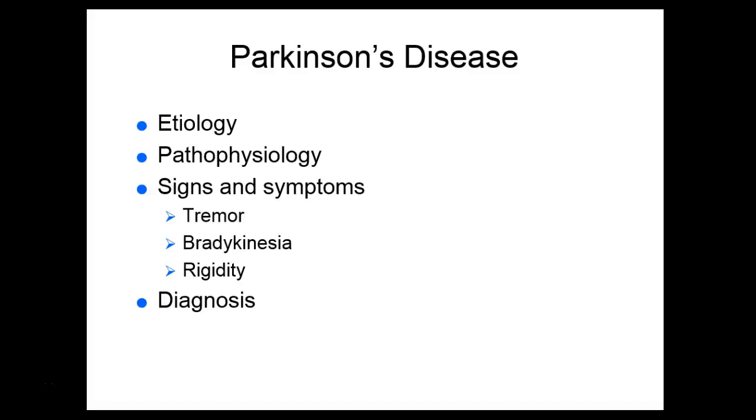This particular lecture is going to focus on the nursing care of patients with peripheral nerve and degenerative neurological disorders. First of all, we're going to look at Parkinson's disease. Parkinson's disease affects the extrapyramidal system, especially the motor structures and the basal ganglia. This part of the brain controls balance and coordination.